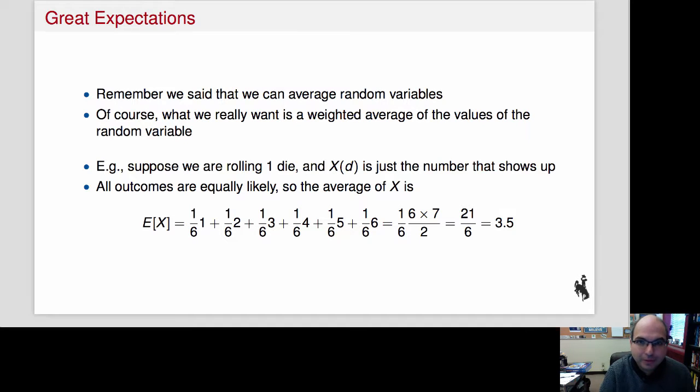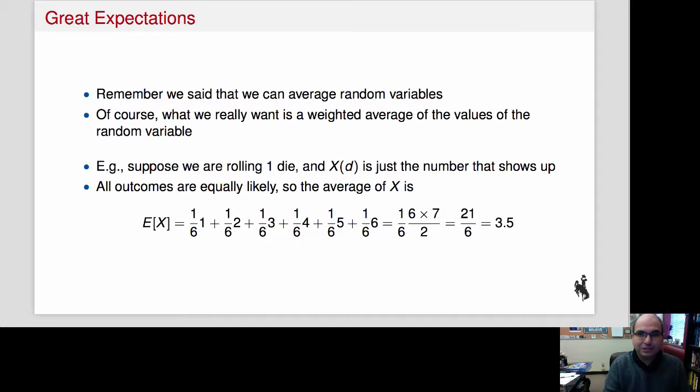When we talked about random variables, we said that one of the reasons that we like random variables is because it lets us average results. So, for example, I can't average a head and a tail. I don't know what that is, right? You know, edge. I don't know. You know, that's just not a good concept.